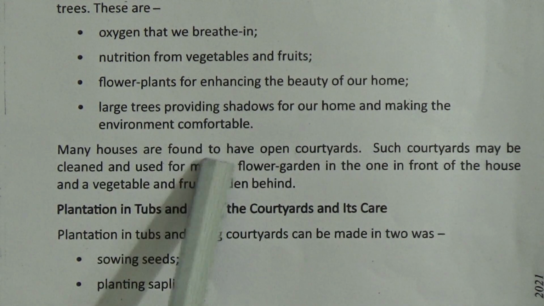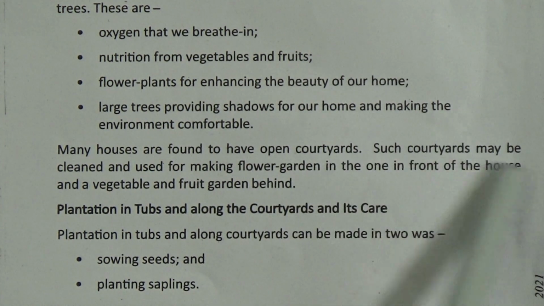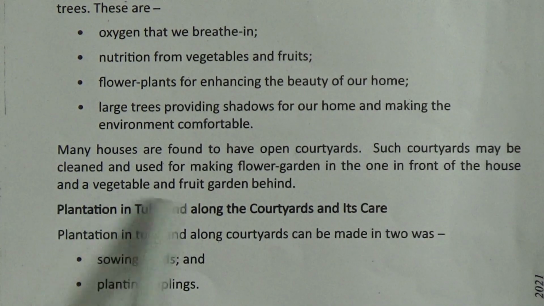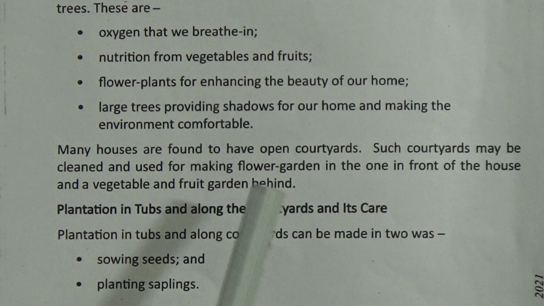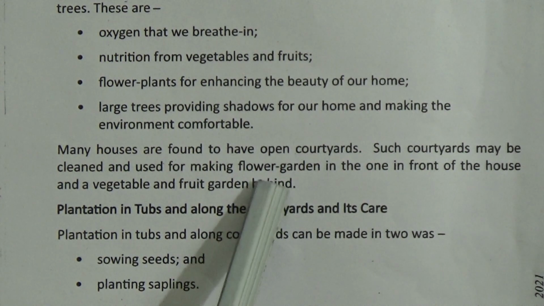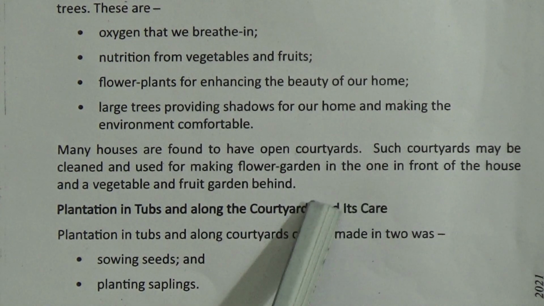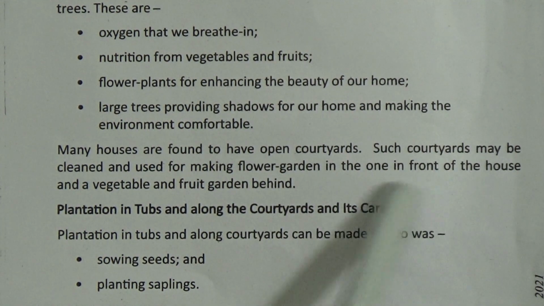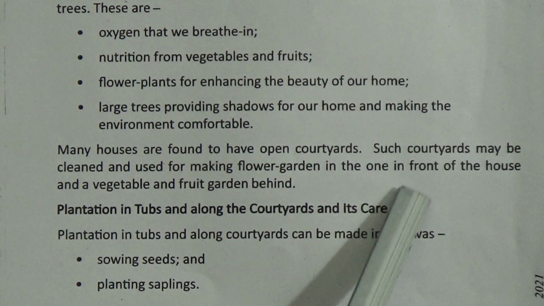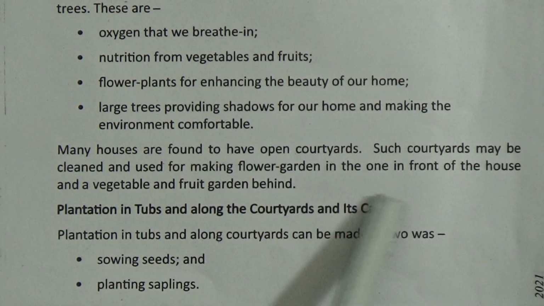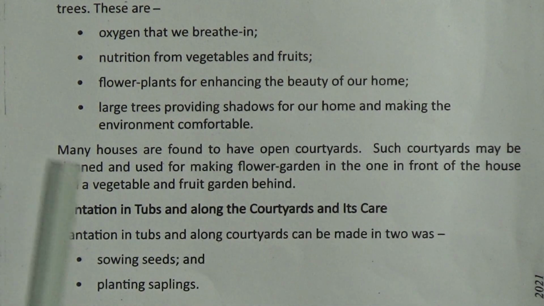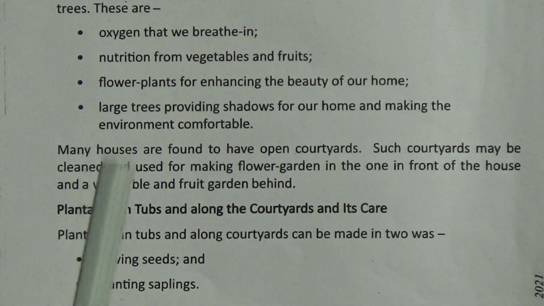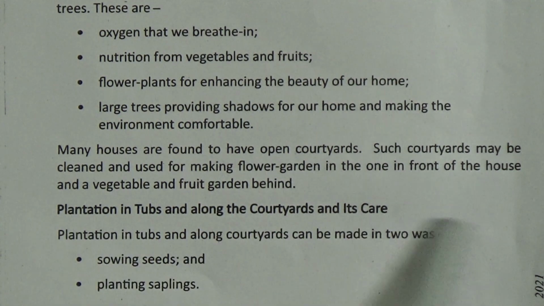And many houses are found to have open courtyards. Such courtyards may be cleaned and used for making a flower garden in the one in front of the house and a vegetable and fruit garden behind. So if we have any courtyards in our houses, we can divide our courtyards into two groups. In one place we can plant a flower garden, and in another place we can plant a vegetable and fruit garden. Plantation in tubs and along the courtyards and its care.